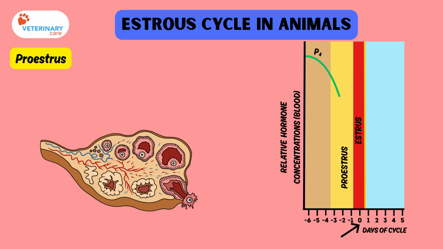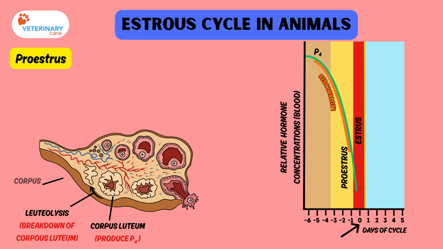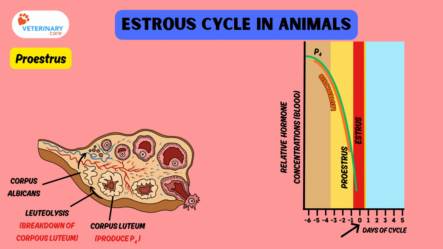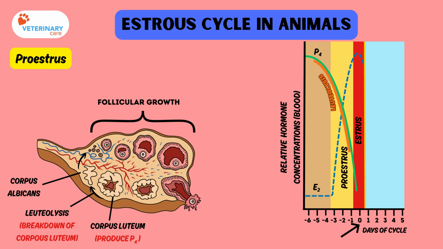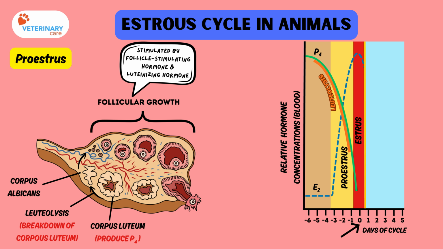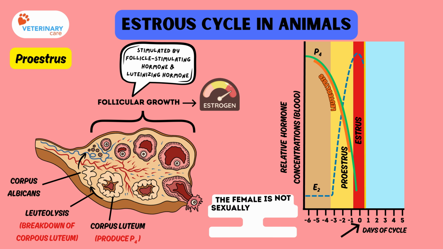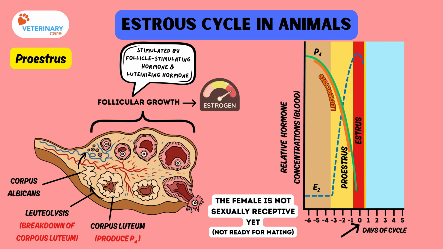Proestrus begins when progesterone levels decrease due to luteolysis, which is the breakdown of the corpus luteum. This stage lasts about 2 to 5 days, depending on the species. There is a hormonal shift from progesterone dominance to estradiol, E2, dominance. Follicle-stimulating hormone, FSH, and luteinizing hormone, LH, stimulate follicular growth, causing developing follicles to secrete increasing amounts of estradiol. The female is not sexually receptive yet. On the graph, progesterone declines while estradiol gradually rises.